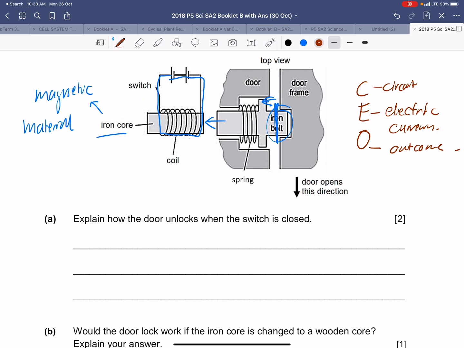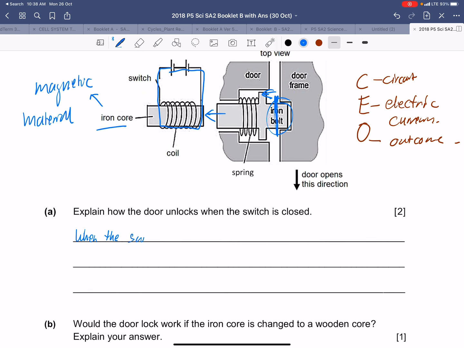First thing, the circuit is complete, right? So when the switch is closed, the circuit is complete. You can use the word complete, or is closed, and electric currents can flow through the circuit. So we have done our circuit, we've done electric current.